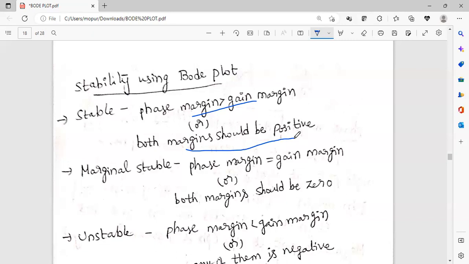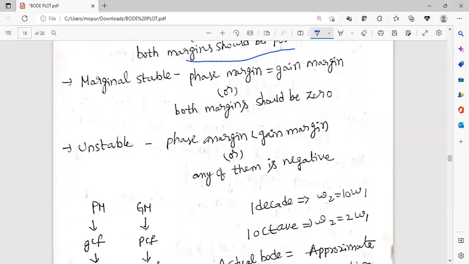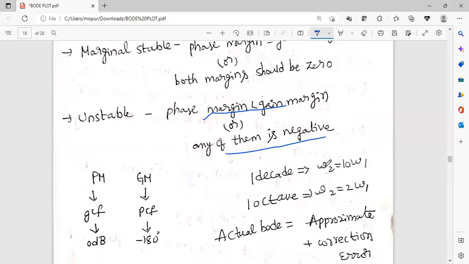The system is said to be marginally stable when phase margin is equal to gain margin, or both margins are equal to 0. So we can tell the system is marginally stable. Now, a system is said to be unstable when phase margin is less than gain margin and any one margin is negative.